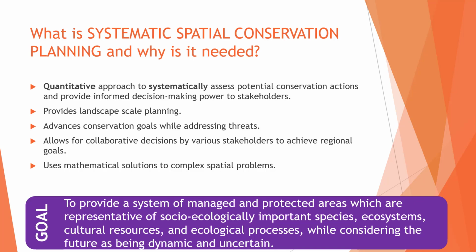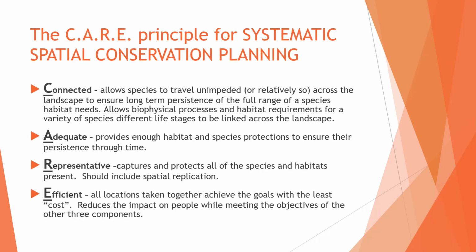complex spatial problems. The overall goal of systematic spatial conservation planning is to provide a system of managed and protected areas which are representative of socio-ecologically important ecosystems, cultural resources, and ecological processes, all while considering that the future is both dynamic and uncertain. Including all aspects of our conservation goals across space and time is a complex and difficult task. We use the word CARE to help us remember the fundamental principles for a systematic spatial conservation plan.